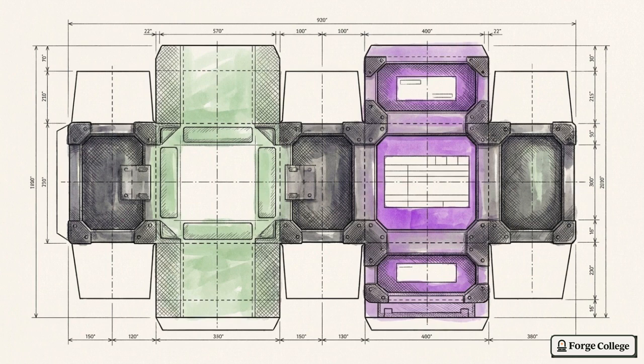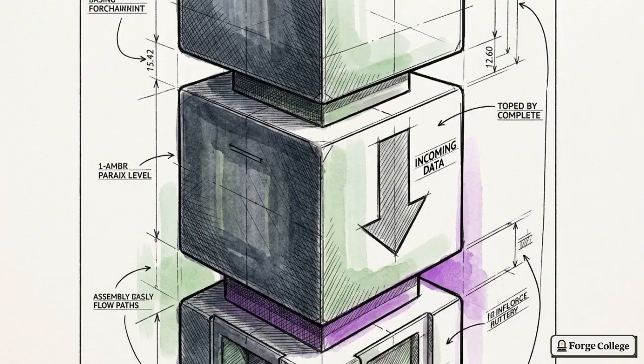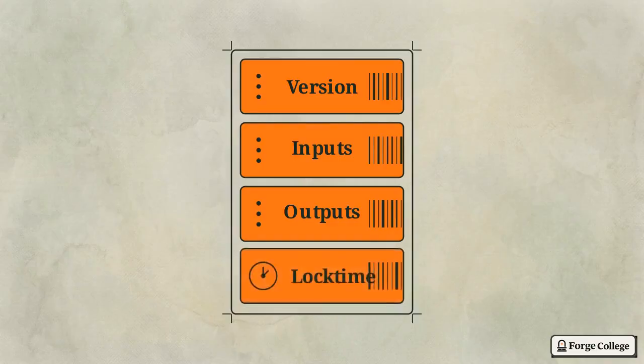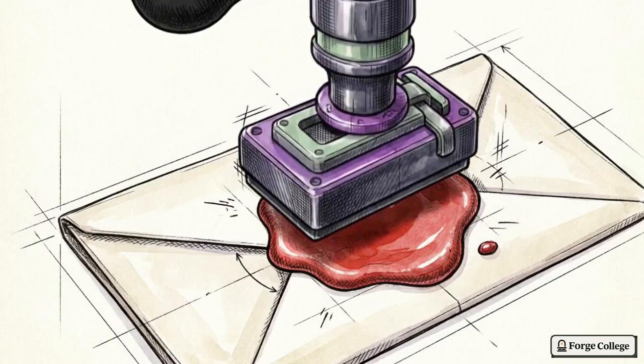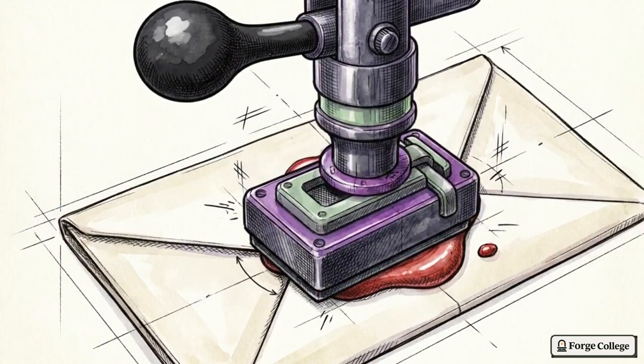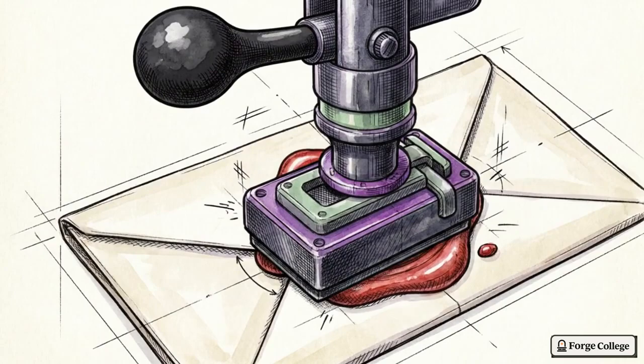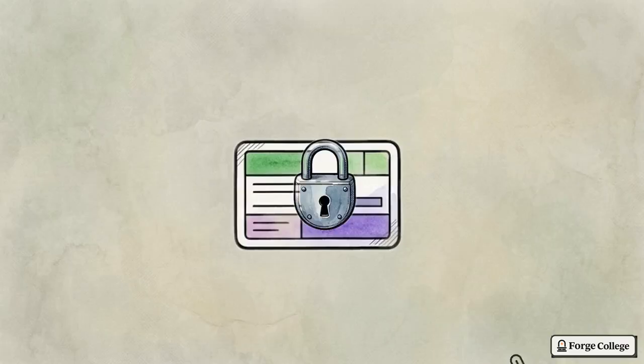Step 4 is serialization. This is the official protocol for packing the box. You must place the protocol version, the inputs, the outputs, and the lock time in a very specific order for the network. Finally, we apply the tamper evidence seals. These are the cryptographic signatures and witness data proving your authority. This prevents anyone from changing the details on your shipping label.